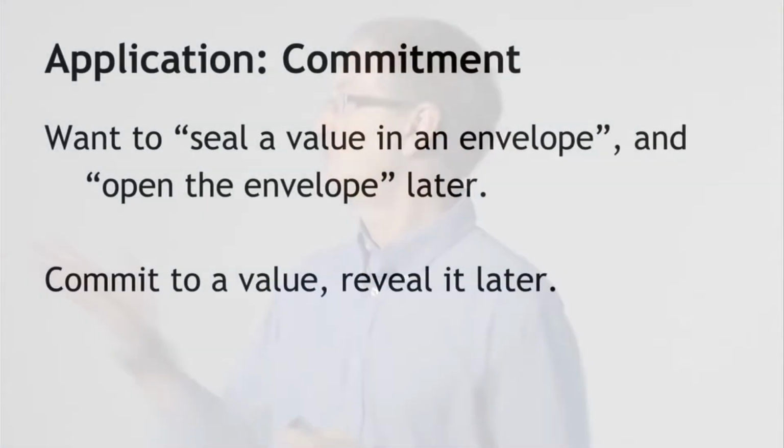Okay, now let's look at an application of that hiding property. In particular, what we want to do is something called a commitment. And this is kind of the digital analogy of taking a value, a number, and sealing it in an envelope and putting that envelope out on the table where everyone can see it. Now, when you do that, you've committed to what's in the envelope, but you haven't opened it. It's secret from everyone else. Later, you can open the envelope and get out the value, but it's sealed. So commit to a value and reveal it later.